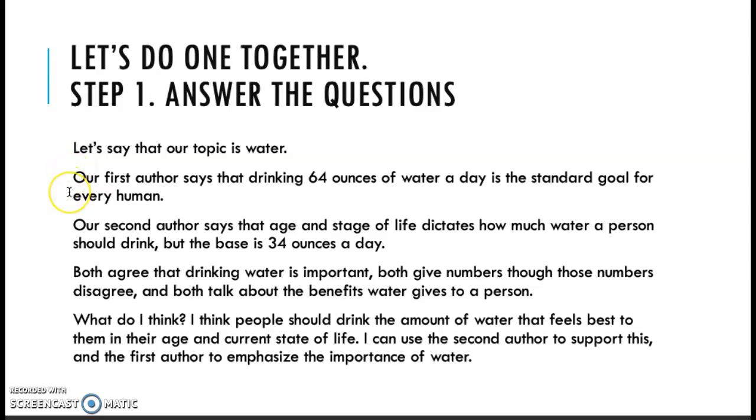Then I have my first author. So I've answered this question. Step 2, what our first author says. Step 3, I've answered what our second author says. Step 4, I point out the similarities and the differences and how they're relatable. And then step 5, what do I think?